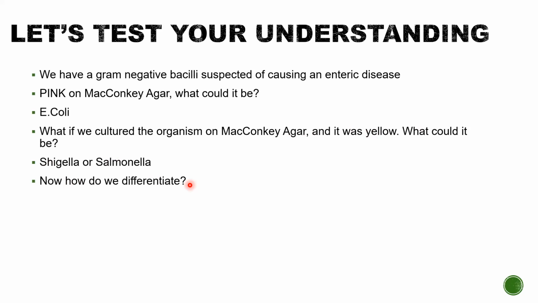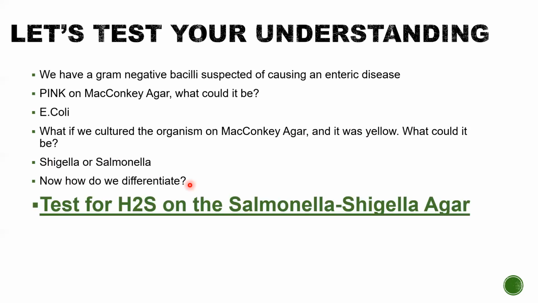Exactly, by the hydrogen sulfide production. What's the name of the agar? Yes, SS agar or Salmonella Shigella agar. So we test for hydrogen sulfide production on Salmonella Shigella agar. No black spots were seen. So what is the organism? Shigella, exactly, because Salmonella is the one that produces hydrogen sulfide.